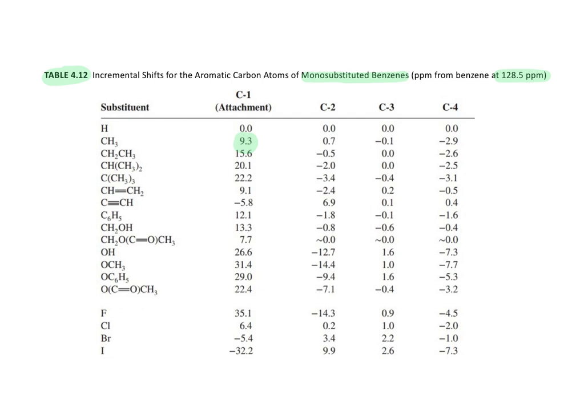So at the ortho position, C2, and at the para position, these groups tend to be shielding, promoting more electron density at the ortho or C2 and para or C4 positions, providing an experimental manifestation of negative charge buildup from resonance or inductive effects.